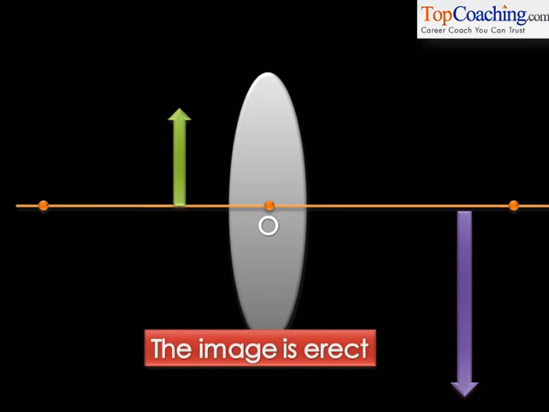The second option says the image is erect. This option is false. That is because if the magnification is positive, that is when the image is erect. If the magnification is negative, the image is inverted. The next option says the lens is convex. That is true because an inverted image is formed only by a convex lens. So this option is correct.